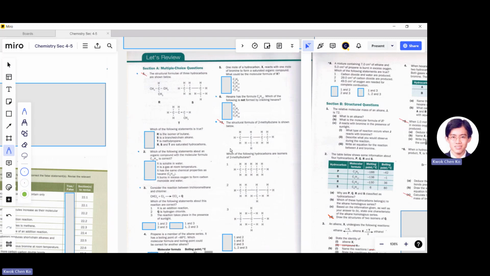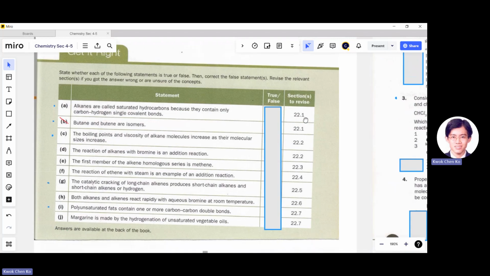The true or false is A, C, G, and I. Actually, Jie can skip this one for today because I haven't mentioned butane yet. Jie can skip for today.